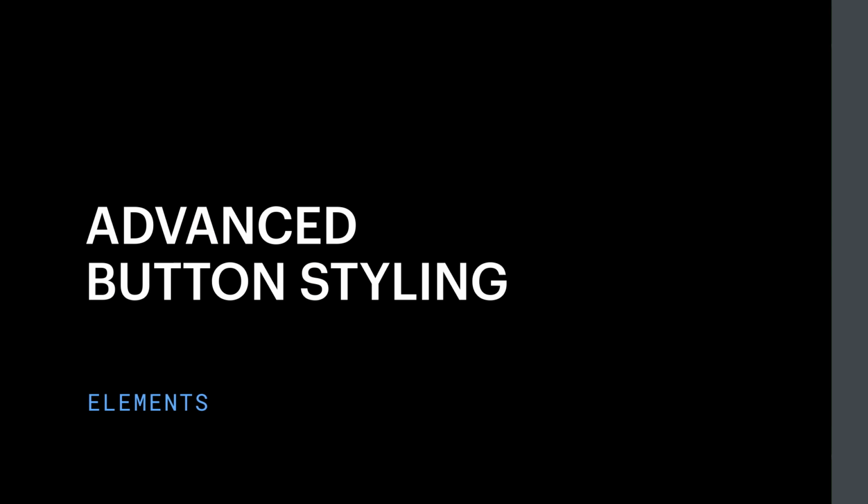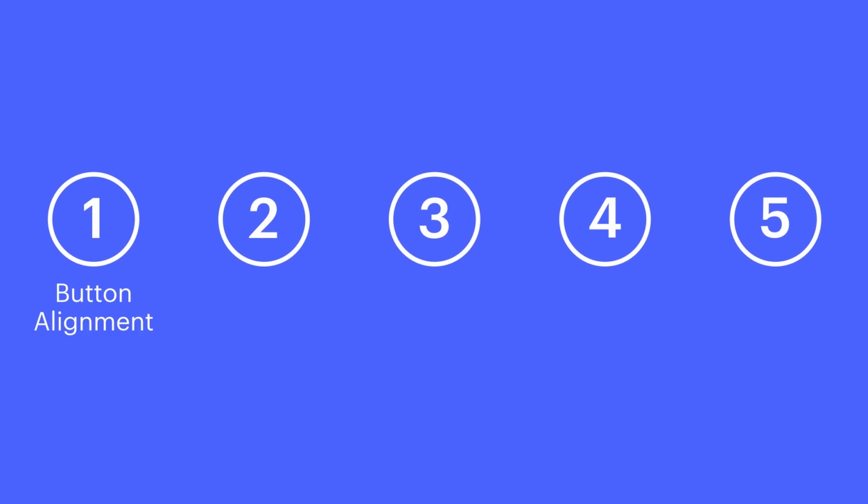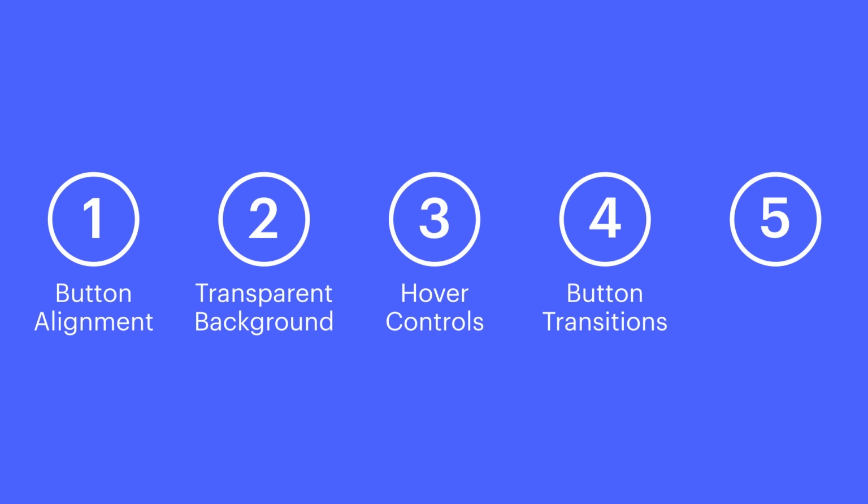For advanced button styling, we're going to cover 5 different aspects: button alignment, transparent backgrounds, hover controls, button transitions, and box shadows. We'll start with alignment.